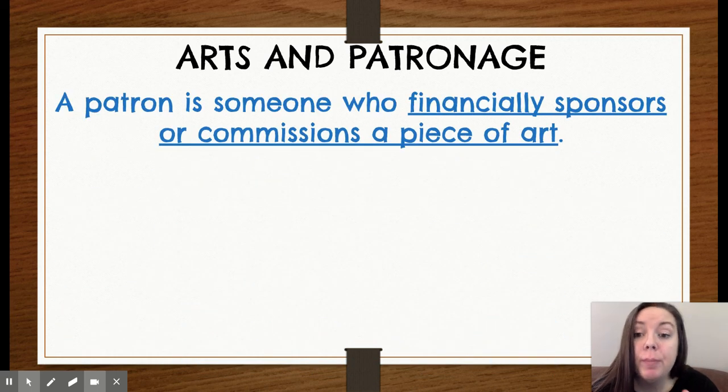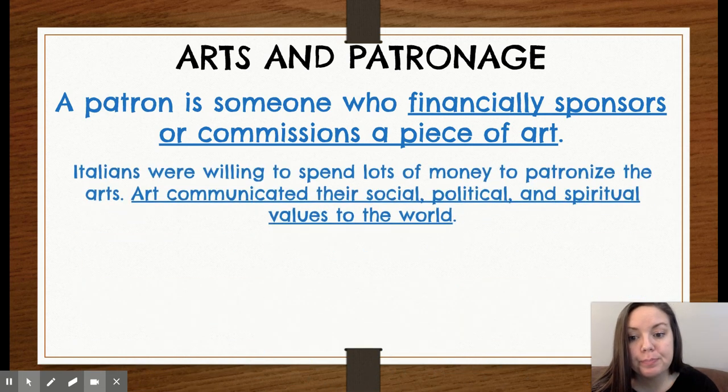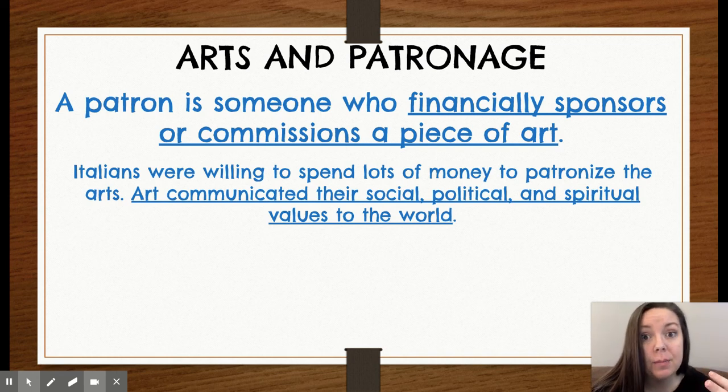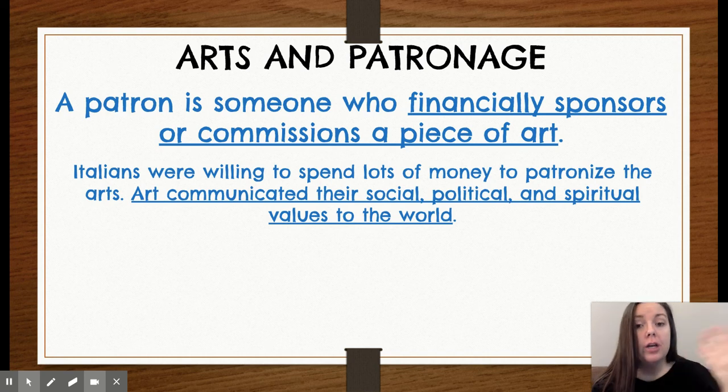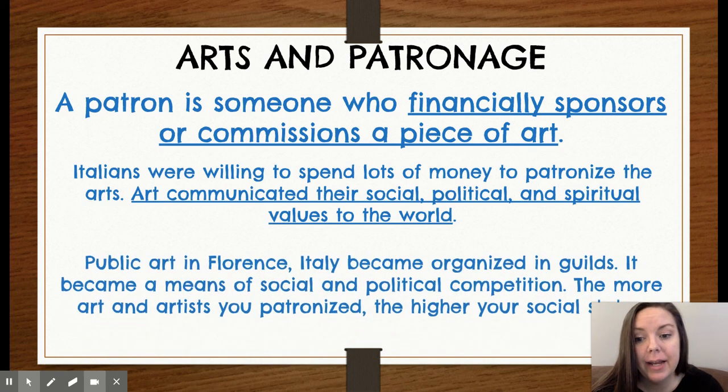Arts and patronage. A patron is someone who financially sponsors a piece of art. Italians were willing to spend lots of money to patronize the arts. Art communicated their social, political, and spiritual values to the world. So it was a status symbol. If you were able to afford to have this sculptor sculpt you a sculpture, or this painter paint you a family portrait, it showed your status in society.